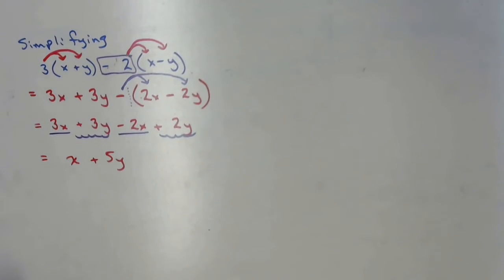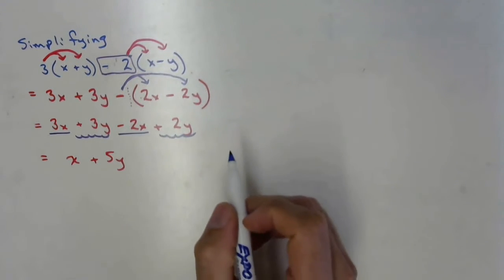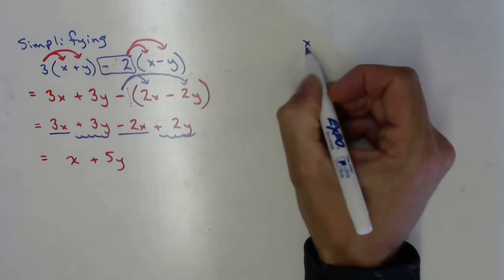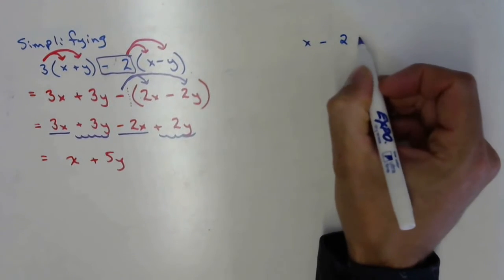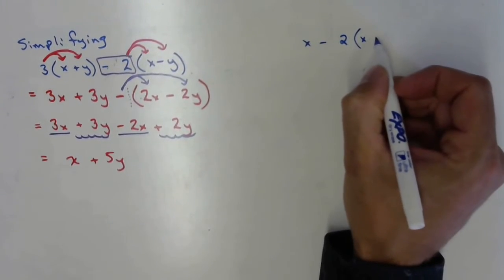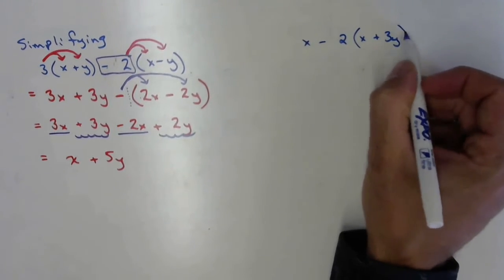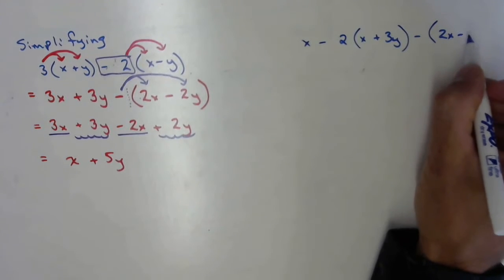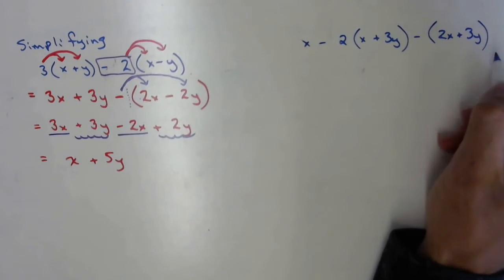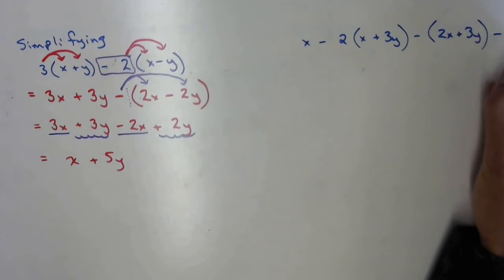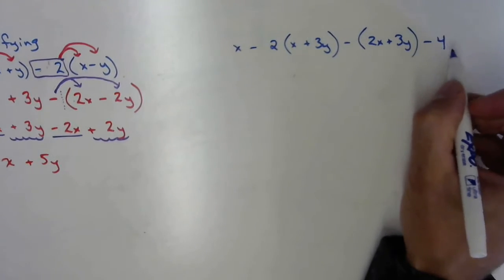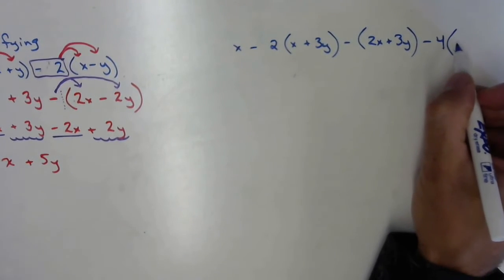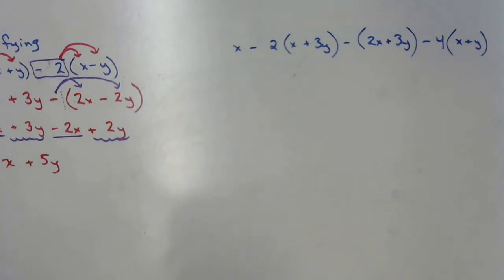Okay, the next one that we have as a practice problem is a little bit longer. Simplify x minus 2 times, in brackets, x plus 3y, close bracket, subtract, in brackets again, 2x plus 3y, and subtract 4 times x plus y. Go ahead and try that on your own.